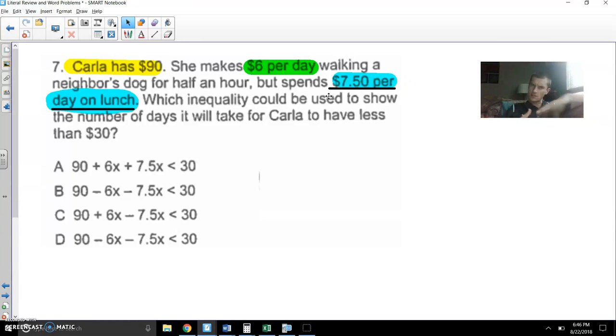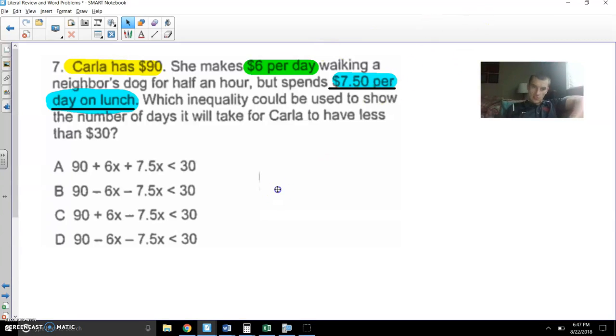So let's think about why she's losing money. It doesn't say she's walking multiple dogs. It's not like she has a route where she's walking 4 or 5 dogs each day for half an hour. It sounds like she's just walking one dog for half an hour, getting $6 for it. And if she's spending $7.50, it's like she's spending that $6, and then she's also spending another $1.50 from her starting amount of 90. So eventually she's going to be out of money unless she makes more money walking dogs, or if she cuts back on this lunch she's getting.